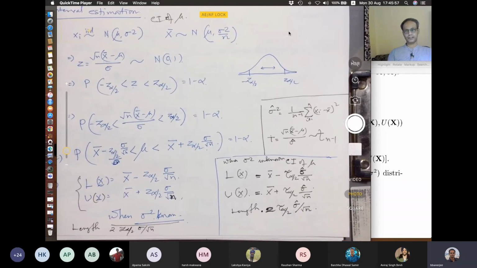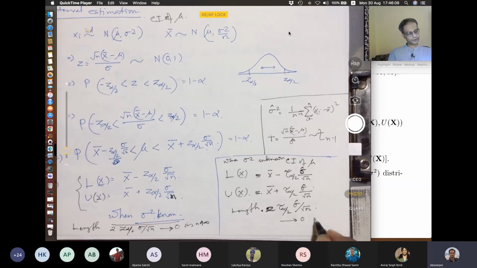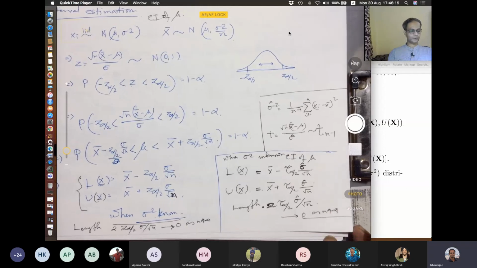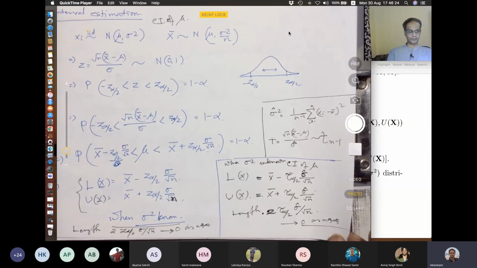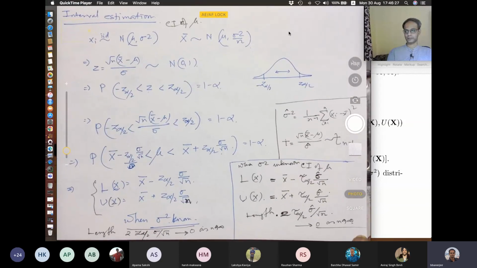Now you see that as n goes to infinity, where will it go? 0. And this will also go to 0 as n goes to infinity. So the confidence interval will always become narrower and narrower if your sample size is increased. That is a very crucial observation and a very good quality of a confidence interval: it becomes more and more narrow when your sample size increases. That means with a very high probability, you will engulf the true parameter.